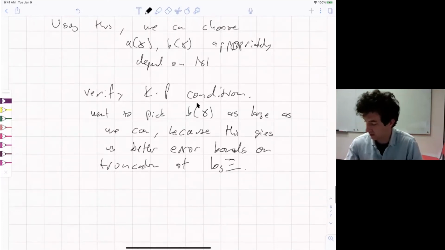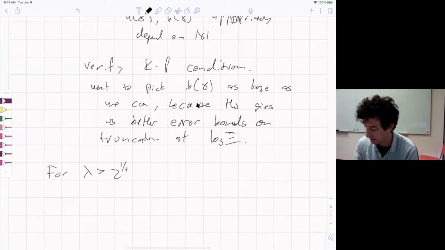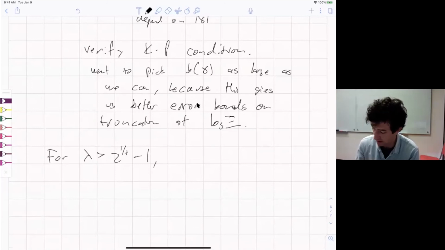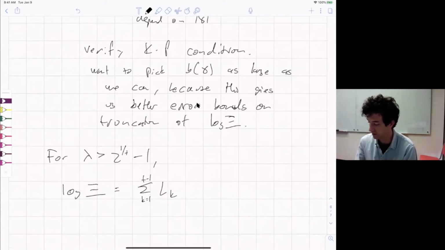Okay, and so what's the result? The result is a formula like this. Let's say for lambda greater than 2 to the 1 over t minus 1, where t here is some fixed integer. We have that the log of the polymer model partition function equals the sum from k equals 1 to t minus 1 of some L_k, plus an error term that goes to 0 with d.